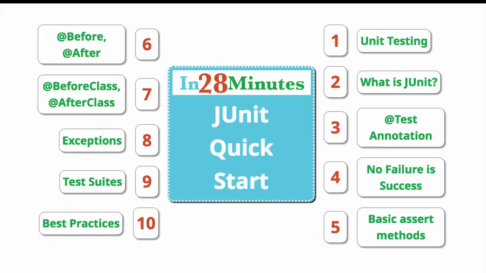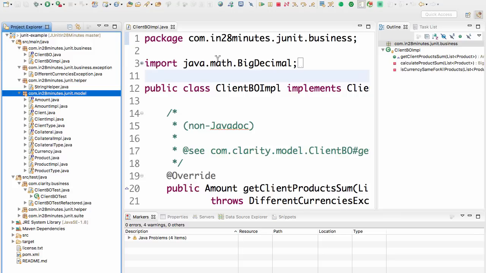In this video, we are going to talk about what is unit testing, what is JUnit, and then we would move into the different annotations which are related to JUnit. @Test, we'll also talk about @Before, @After, @BeforeClass, @AfterClass, and we'll take a quick look at the basic assert methods. At the end of this specific video, we'll also look at exceptions, test suite, and a quick look at the best practices with JUnit.